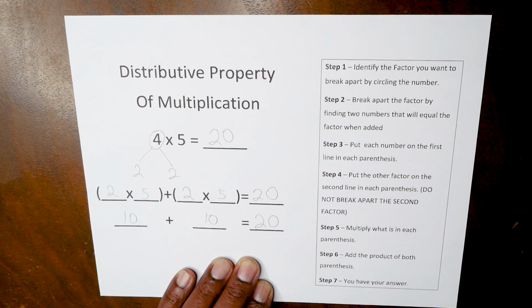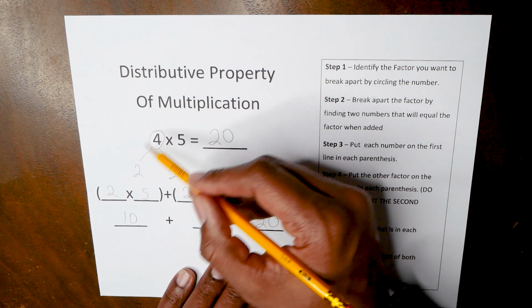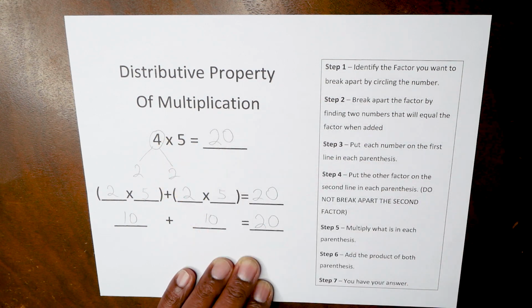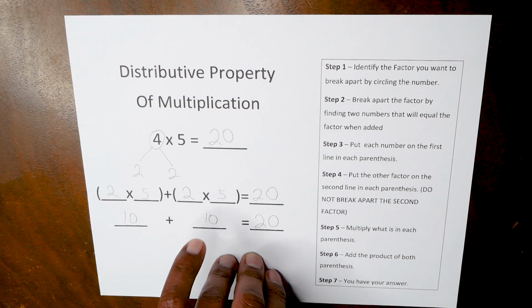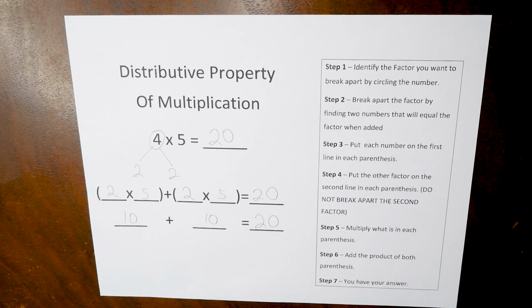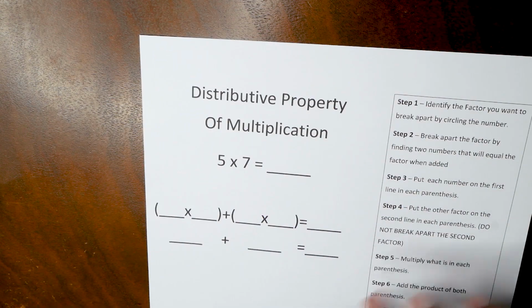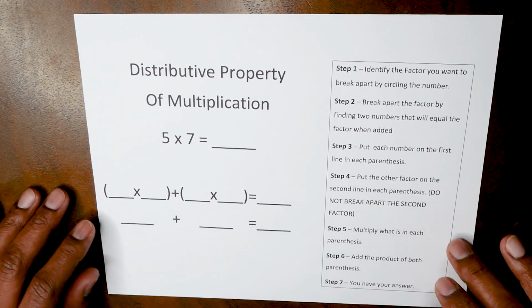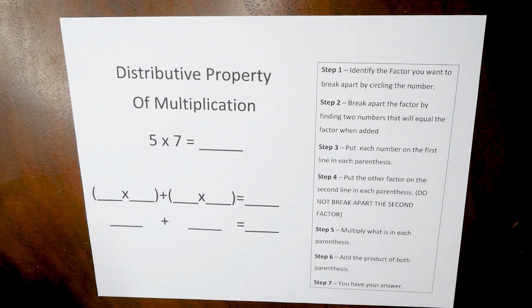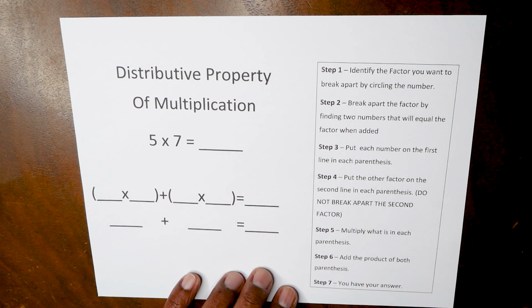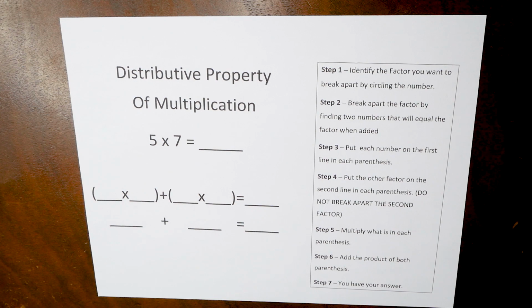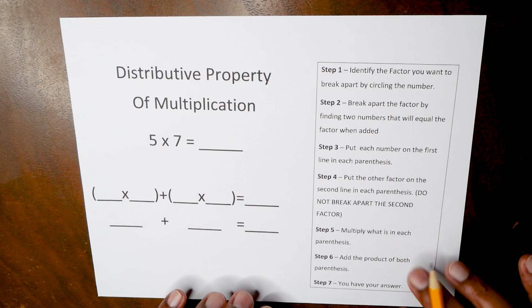But there are times when we have numbers that are odd. Even numbers are easier to break apart. Odd numbers, not so easy. So what I did was I have another problem with the same exact steps. 5 times 7. Okay, 2 odd numbers, challenging to break apart, but it can still be done the same way.